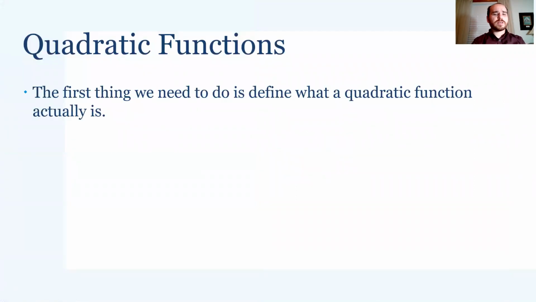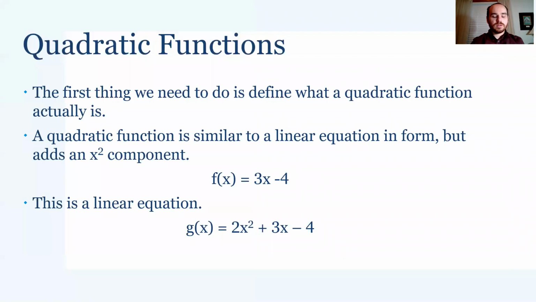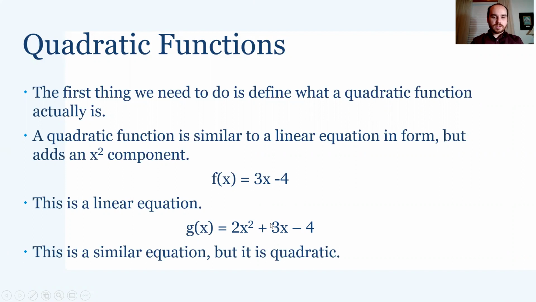So first of all, quadratic functions, we need to figure out what a quadratic function actually is. A quadratic function is similar to a linear equation in form, but adds an x squared component. So basically, you will see x squared somewhere in a quadratic function. So that's a linear equation. That right there, the 2x squared plus 3x minus 4 is a similar equation. It still has the 3x minus 4, but we've added this 2x squared, which makes it a quadratic. So the main thing that you want to see to determine a quadratic function is this bit right here, this x squared.